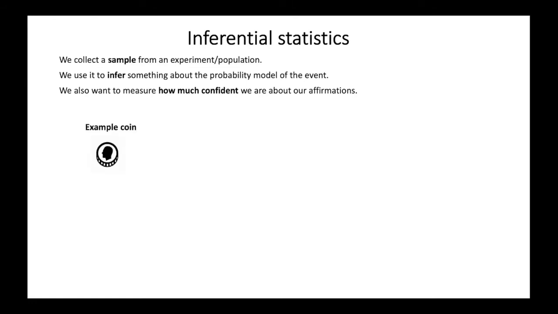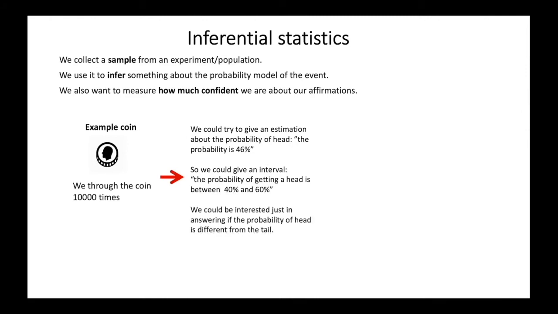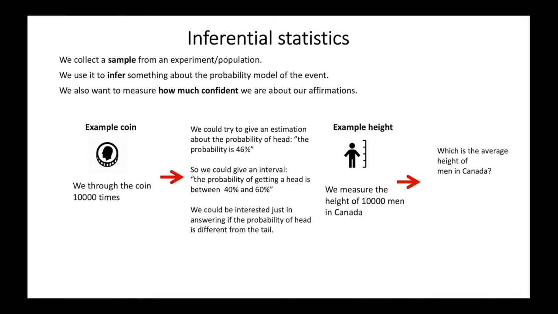For example, in the case of the coin, we can throw it 100 times and then we can use the result to try to give an exact value of the probability of getting a head. But it's quite difficult to guess this exact number. So we can aim to give an interval for the probability of getting a head, or we could be interested just in saying if the coin is fair or not. Similarly, in the case of the height, we could use a sample of men in Canada and try to infer something about the average height of men in Canada, or answer the question if the men in Canada are taller than the men in the USA.